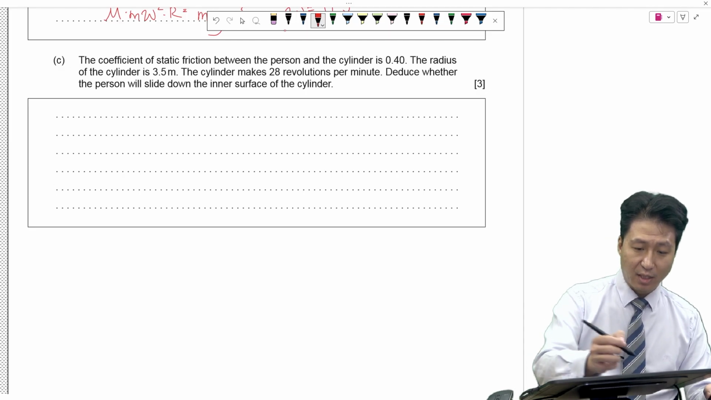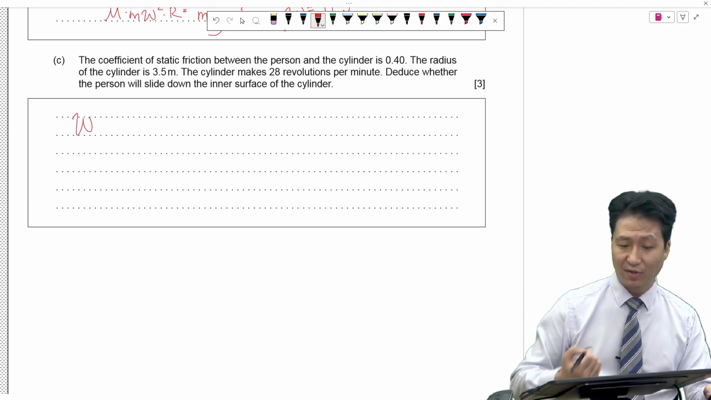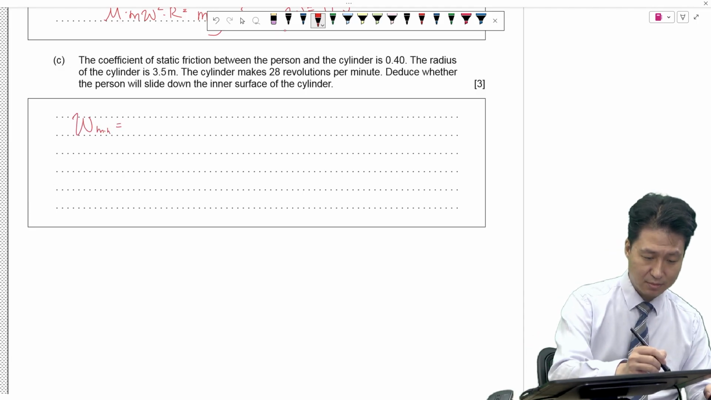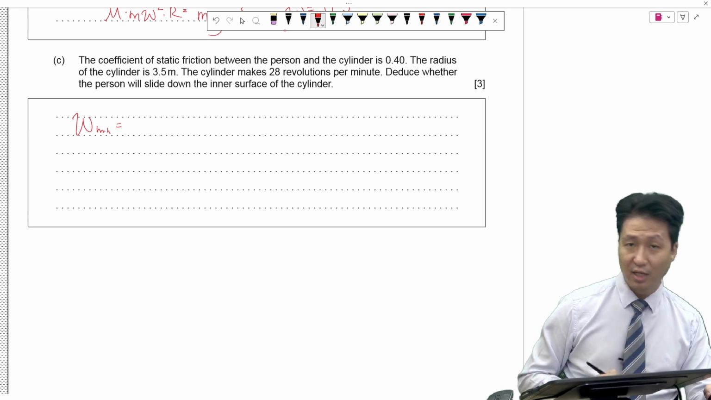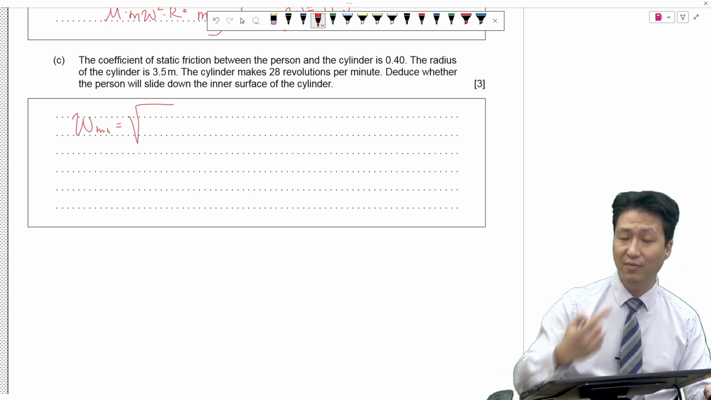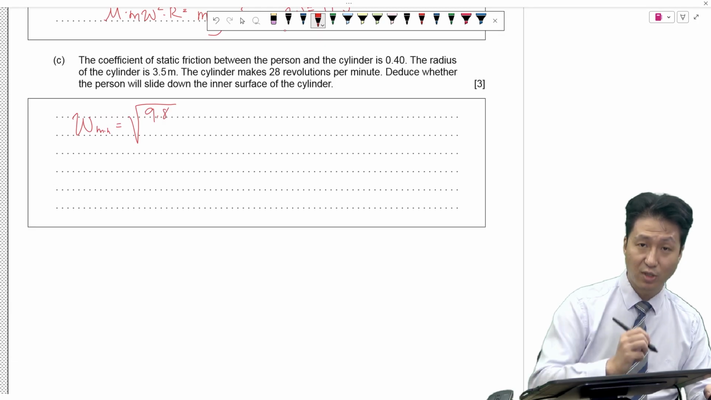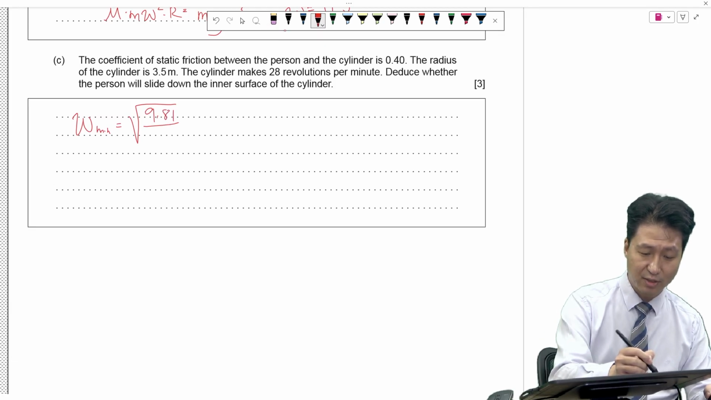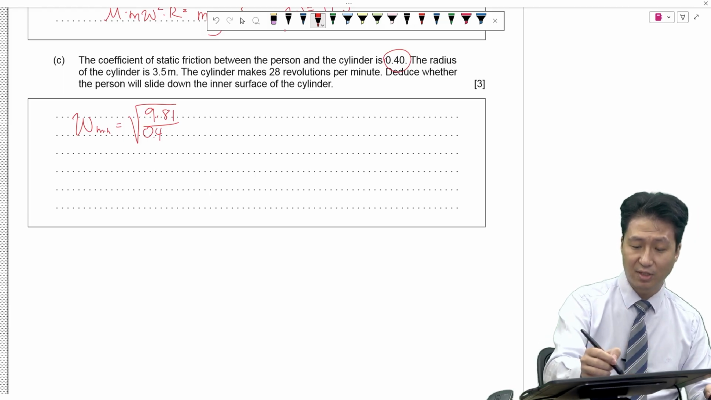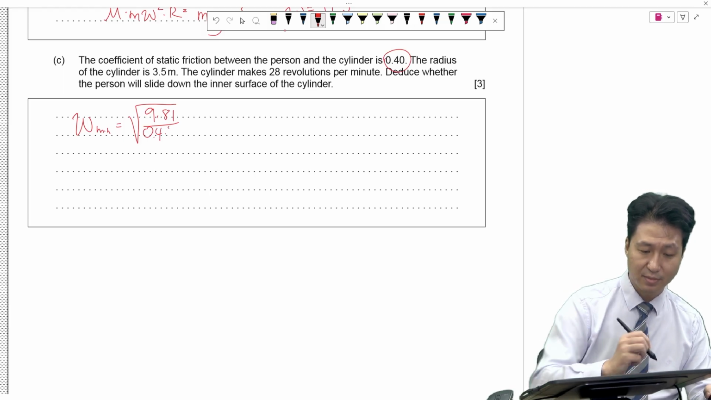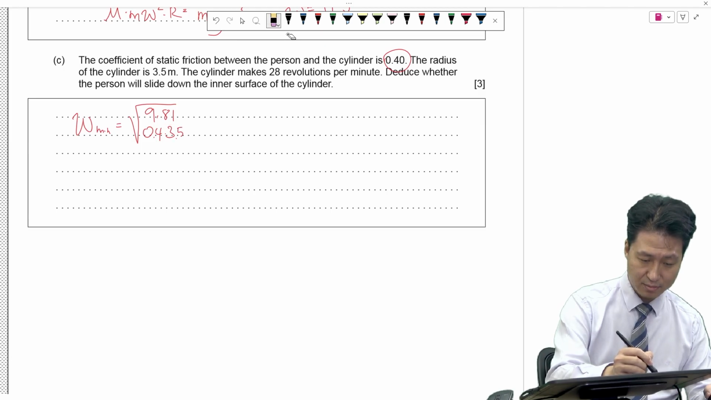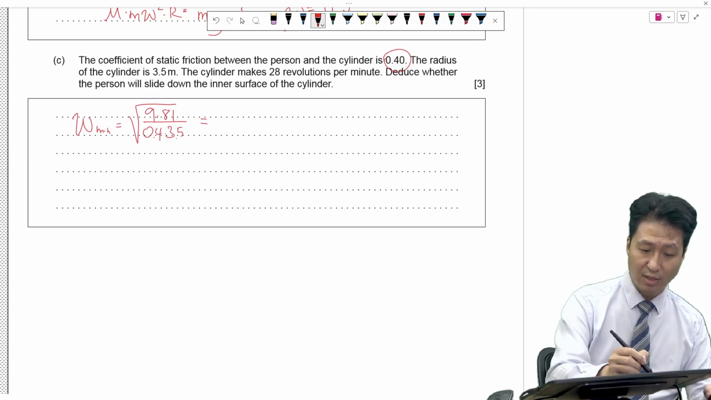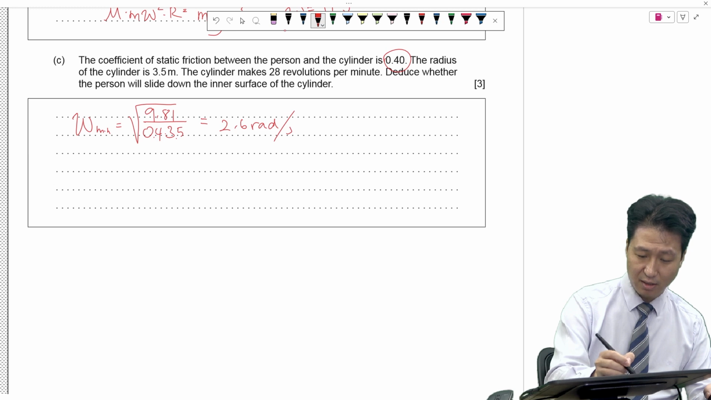First things first, we will calculate the minimum angular velocity. And of course, this is just the same equation that was given in the previous part of the problem. So, square root of 9.81 divided by the coefficient of static friction, which is 0.4, and the radius, which is 3.5. This will give us that the minimum angular velocity should be 2.6 radians per second.